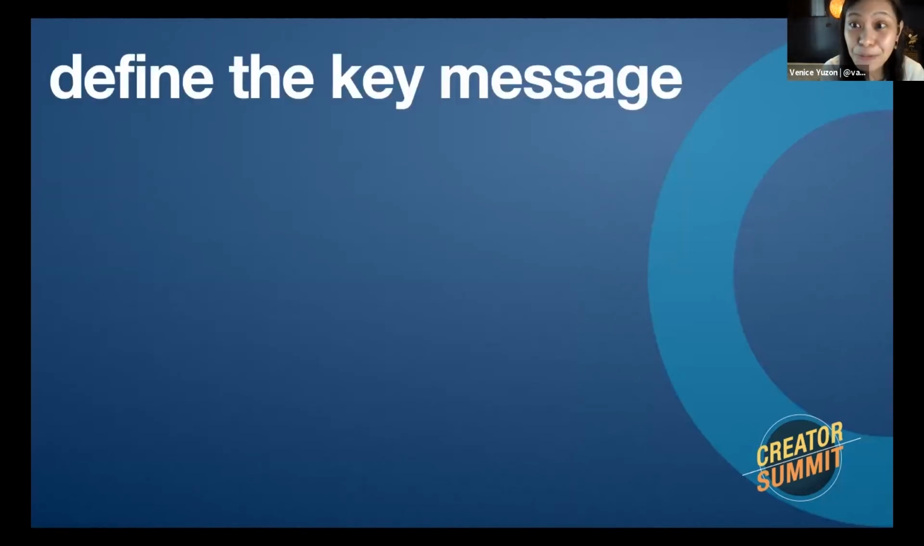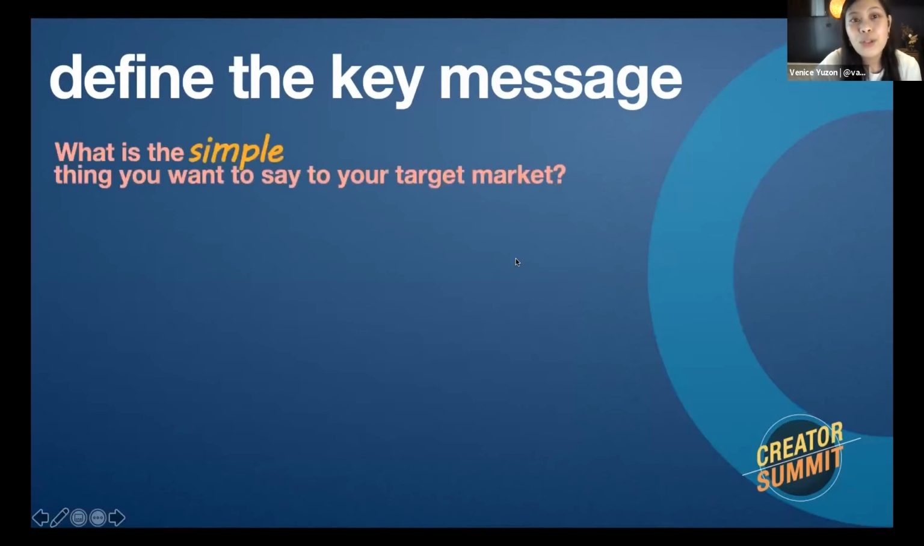Okay. Fourth, you have to define the key message. And this is actually my favorite. And Angel, who will be talking to you later in terms of graphic design, she knows how I always ask for the key message because as a marketer, it's very important. So, what is the key message? Okay. So, you have to ask yourself, what is the simple thing that you want to say to your target market? Ano yung pinaka-simple na gusto mong sabihin sa target market mo?